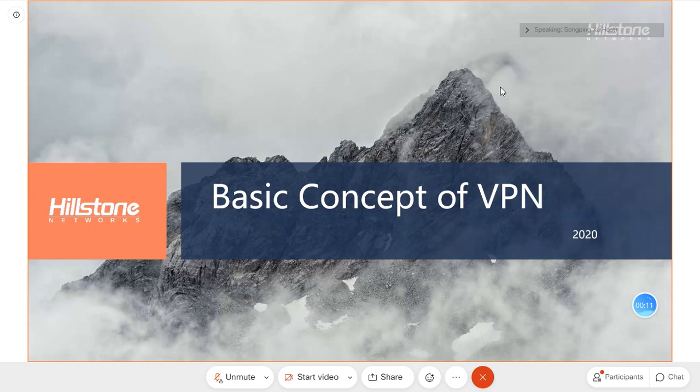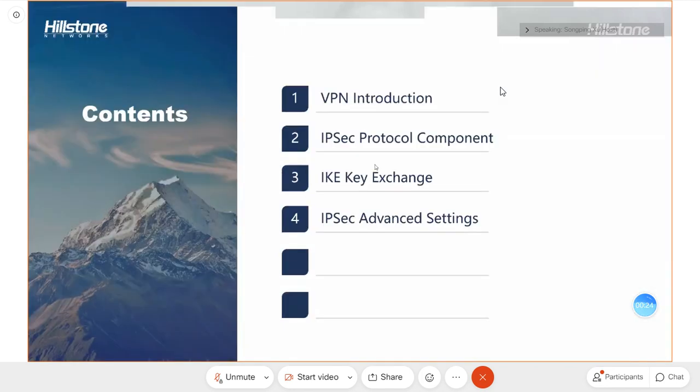So this afternoon, we will continue with the rest of the contents, which is the VPN part. First of all, let's have a look at the basic concept of the VPN and also the commonly used VPN.